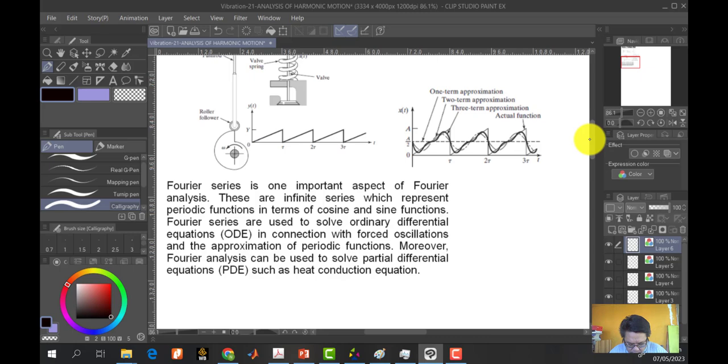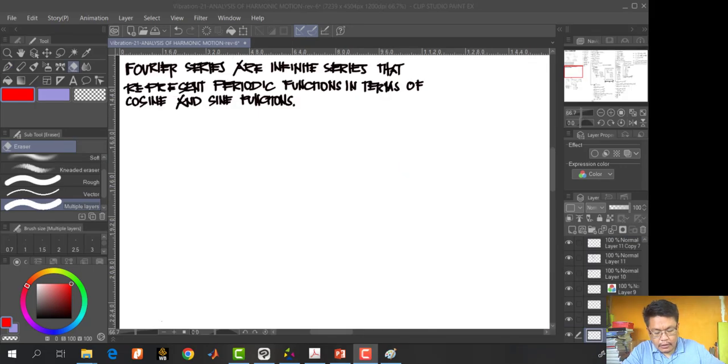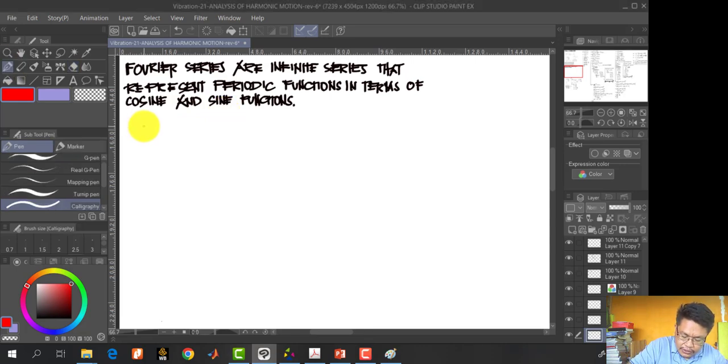Moreover, Fourier analysis can also be used to solve partial differential equations, or PDEs, such as the heat conduction equation. For our application in vibration, we are merely concerned with oscillating motion, or a periodic function. That's why we'll be using the Fourier series. Now, the Fourier series is defined as the infinite series that represents a periodic function in terms of sine and cosine terms.